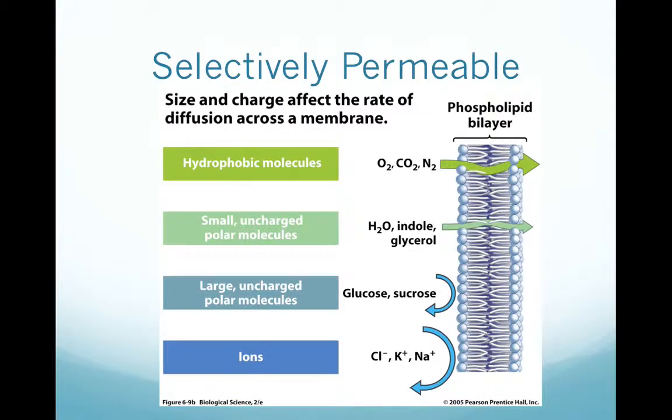Due to the polar heads and the hydrophobic tails, the phospholipid bilayer is selectively permeable. So what this means is that some particles can cross the membrane very easily on their own. Examples of this would be very small hydrophobic molecules, such as oxygen and carbon dioxide. Some particles can cross on their own a little bit more slowly, like small uncharged polar molecules such as water, and other molecules are too big or are too charged to pass through the membrane on their own.